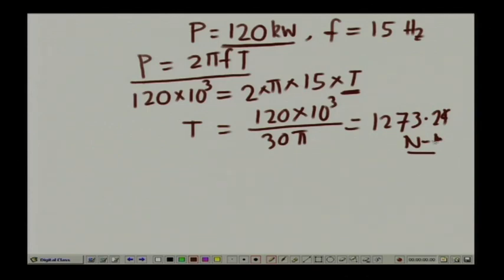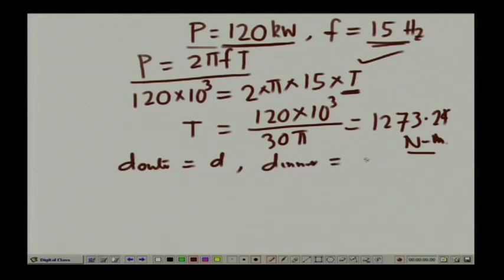So, this is the value of the twisting moment that is being generated because of the power driven, which is 120 kilowatt at a frequency of 15 hertz. Now, given that the outer diameter of the shaft d outer is equal to d, consequently d inner is 3/4 of the outer diameter, which is 0.75 times d.